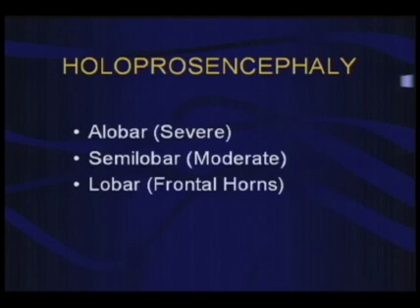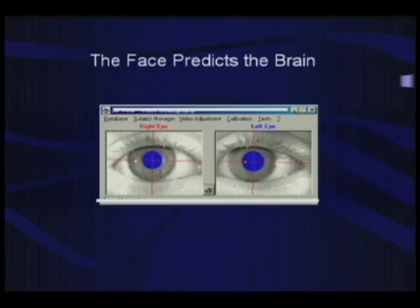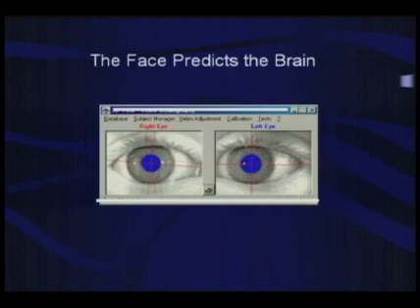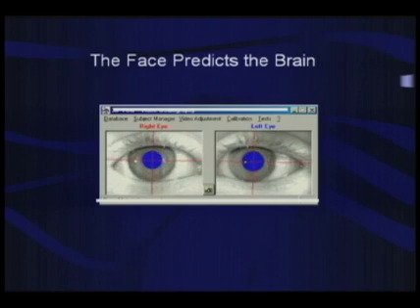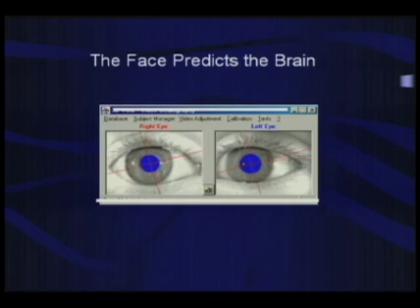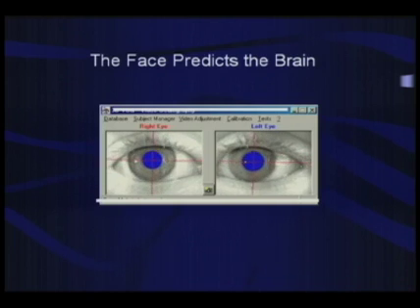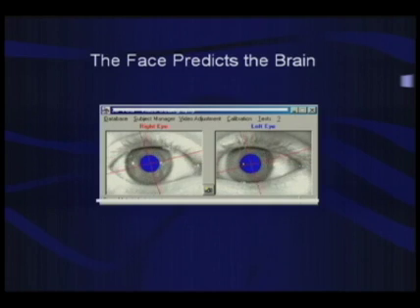Next, I talked to you about holoprosencephaly, but I only showed you the most severe form, alobar holoprosencephaly. There are other forms. The face predicts the eyes, and before we had ultrasound, pathologists would look at the face and say the face would predict the brain. So the eyes are really key here.